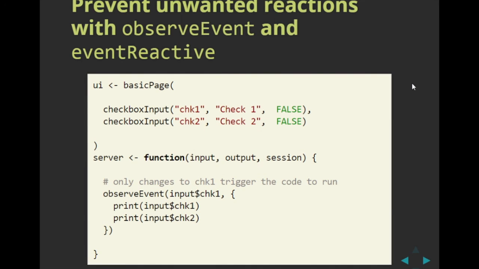So let's see that rewritten. So this is that same code rewritten. Here's checkbox check1 and check2, exactly the same as before. And instead of observe here, I'm using observeEvent. I'm doing that because in this particular example, I only want to trigger this code to run when the user makes a change to checkbox 1. Otherwise, if the user changes checkbox 2, don't do anything. But which of this code runs when the user changes checkbox 1?